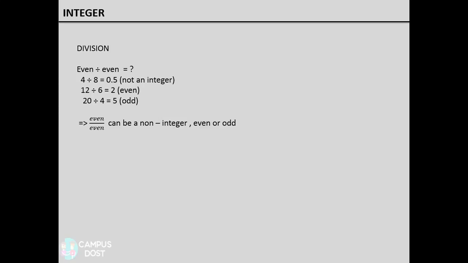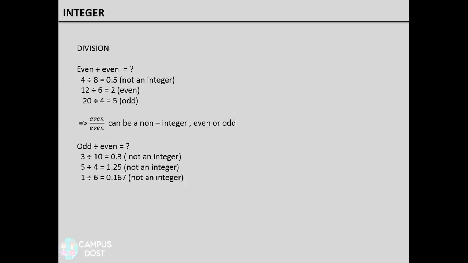even or odd number. Now let's see what happens when we divide an odd number by an even number. When we try this, we see that the quotient can never be an integer. So, we conclude that an odd number divided by an even number can never be an integer.